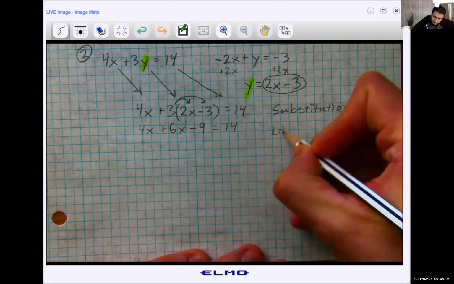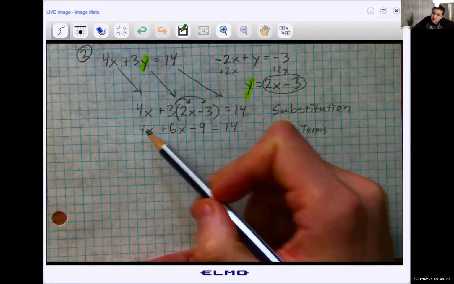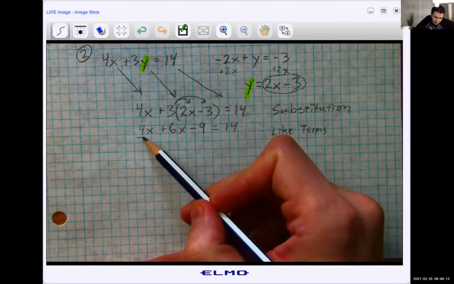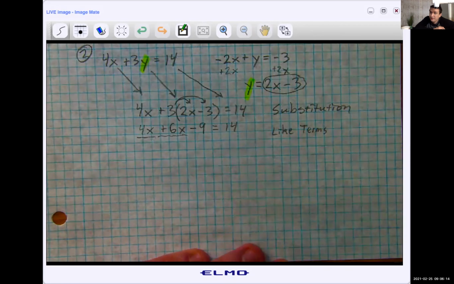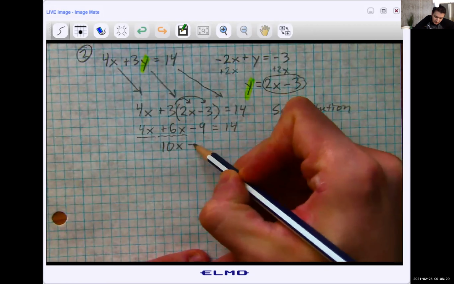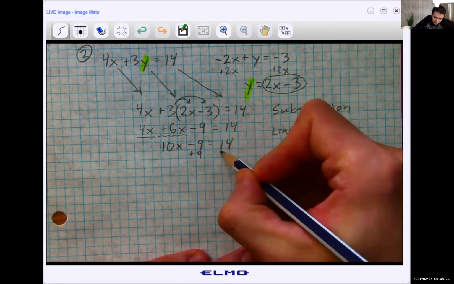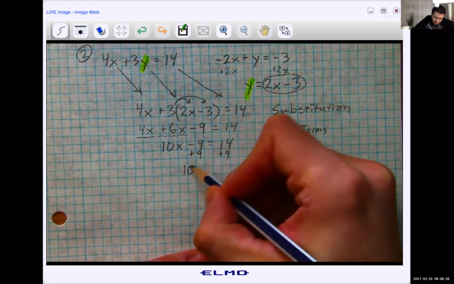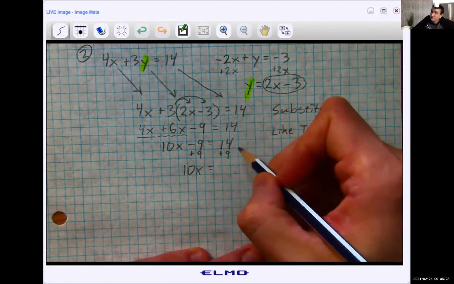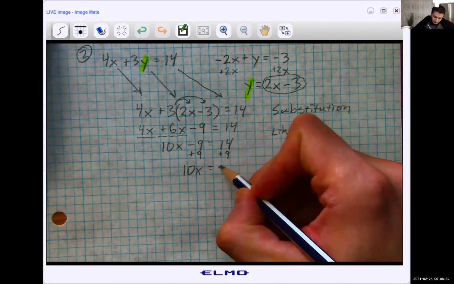Remember, we have like terms here. Whenever you end up with like terms, you always want to take care of them. You always want to put them together. Don't leave them separated. If we have 4x's and we have 6x's, then that means we have 10. So 10x minus 9 equals 14. We add 9, right? Solving equations. This is how we started the year in algebra. Solving equations like this. 14 plus 9 would be, what, 23?